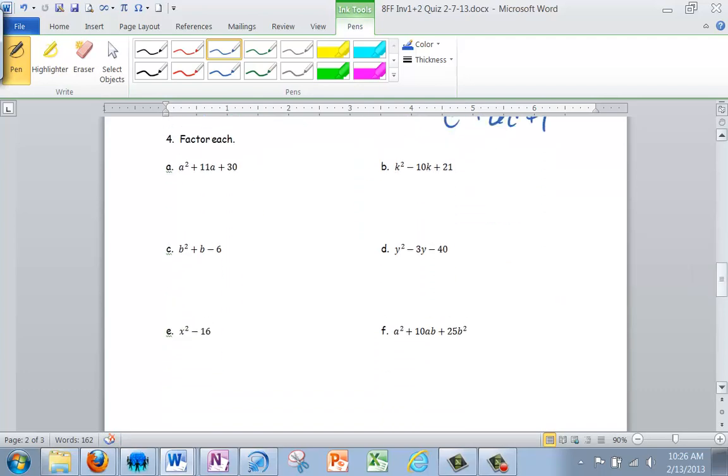Okay, now factoring. These went really well for a lot of you. There's a couple that were hard, and they were hard on purpose. A is a plus 5 times a plus 6. B is k minus 7 times k minus 3.